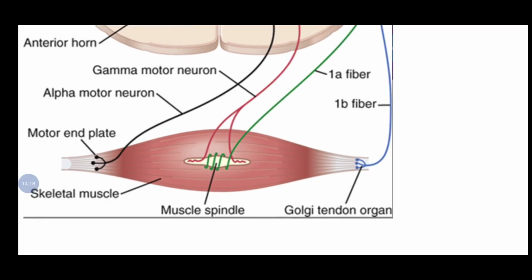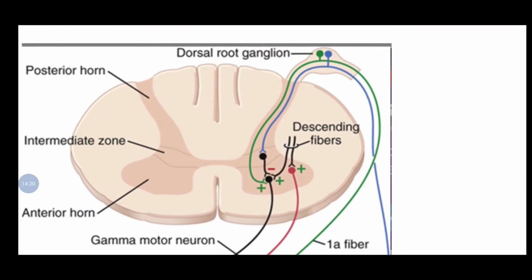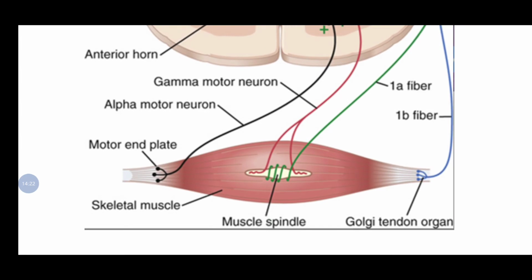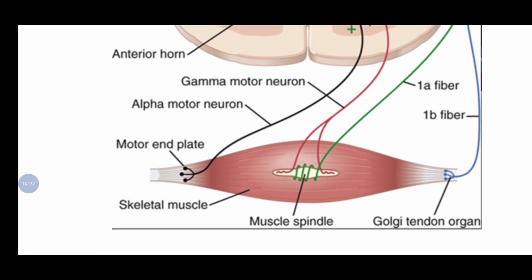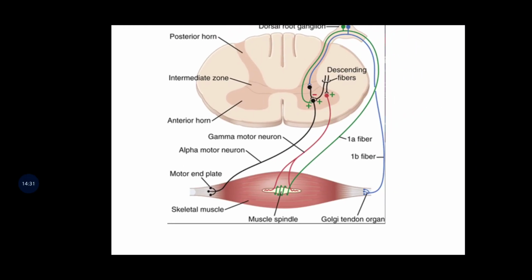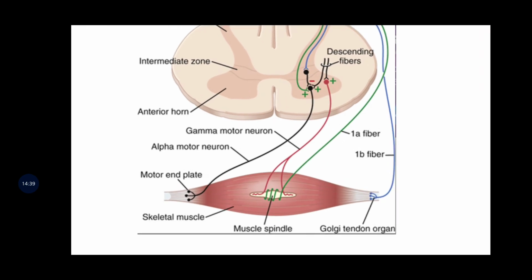see, this is the Golgi tendon organ, the blue one. Okay, the blue one is the Golgi tendon organ. The green one is going and supplying the middle part of the muscle spindle, and we have a motor end plate. This is a skeletal muscle. Now you can understand where the extrafusal muscle fiber is and where the intrafusal muscle fiber is.